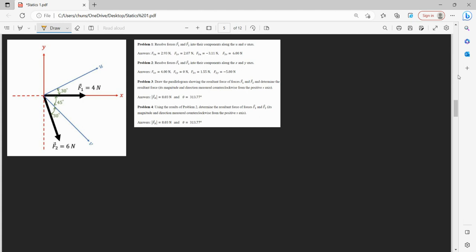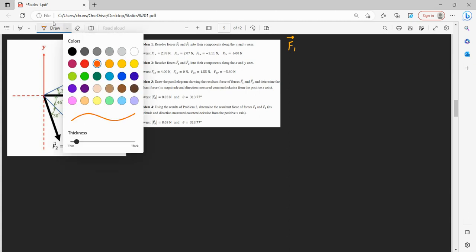Okay, so we want to resolve forces 1 and 2 along their u and v axes. So this is going to be a little tricky because we need to decompose along an axis that isn't our y or x. So how I would do the first problem, I'm going to draw out F1. You can imagine this as a quadrilateral.